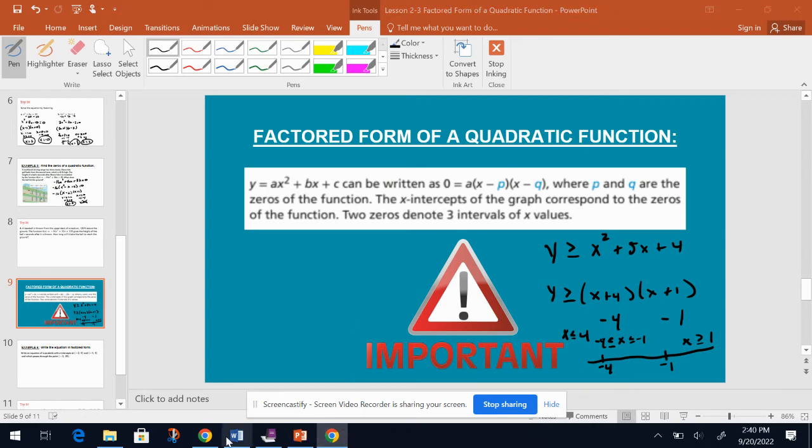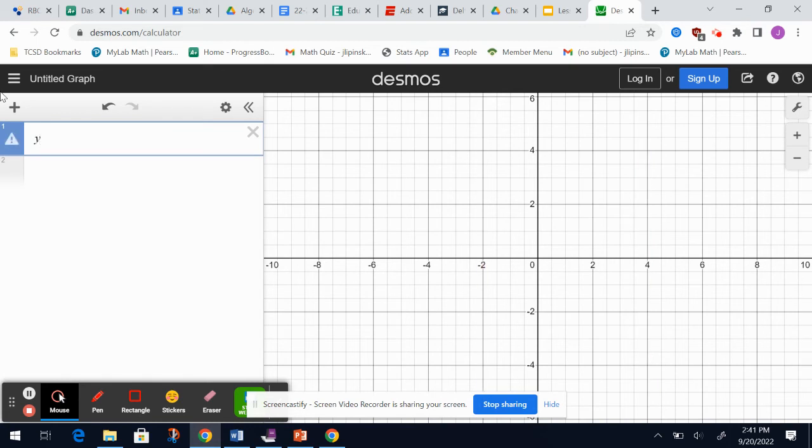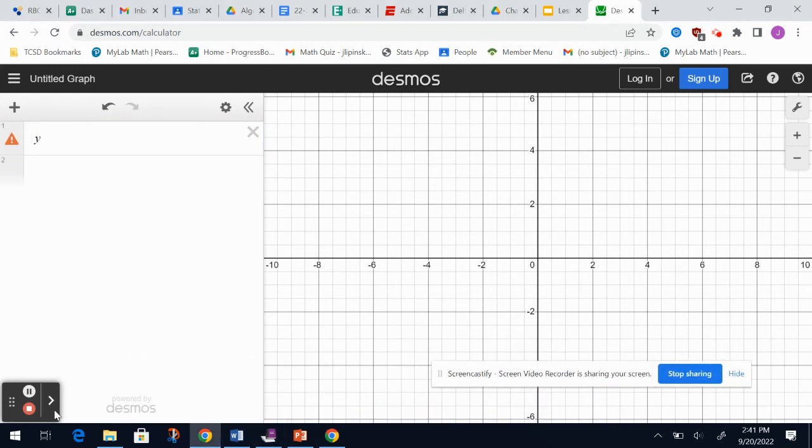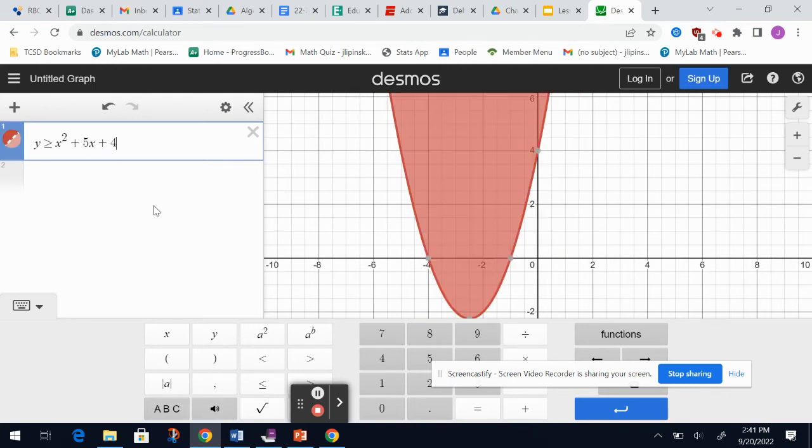So if I went to Desmos and I plugged in y is greater than or equal to, where's greater than or equal to? Get that out of here. Gonna move this. There we go. y is greater than or equal to, and what did I say? x squared plus 5x plus 4. Notice the intervals where it is shaded.